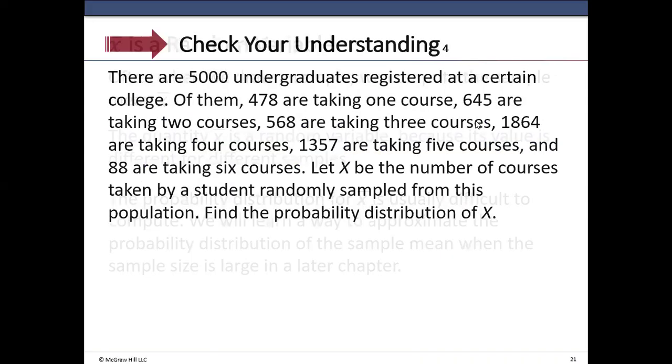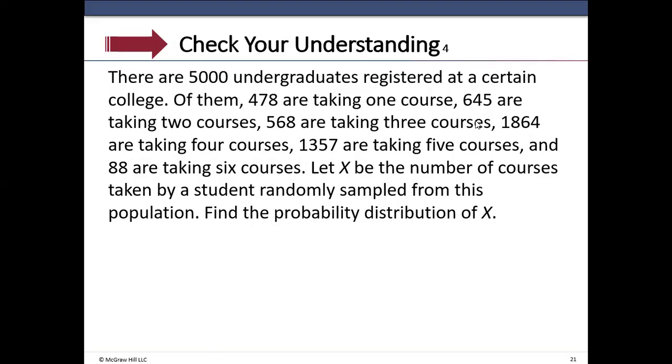There are 5,000 undergraduates registered at a certain college. Of them, 478 are taking one course, 645 are taking two courses, 568 are taking three courses, 1,864 are taking four courses, 1,357 are taking five courses, and 88 are taking six courses. Let X be the number of courses taken by a student randomly sampled from this population. Find the probability distribution of X.